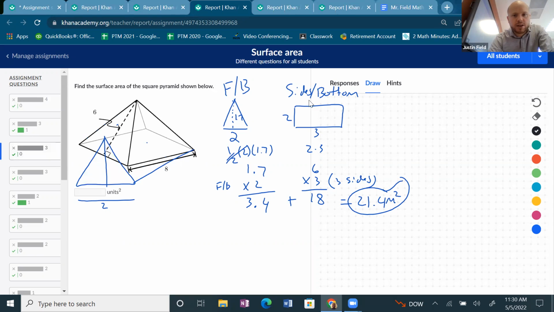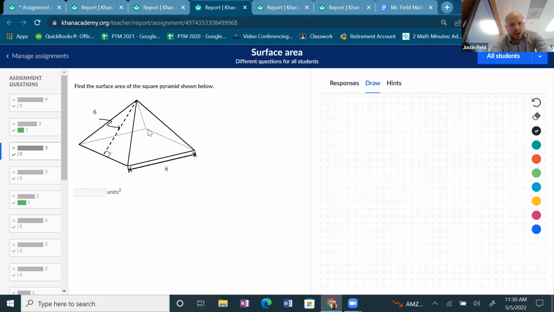That's okay. All right, how about this one? The surface area of the square pyramid. So again, you're going to find the area of the bottom, the area of all 4 sides, and add them together.